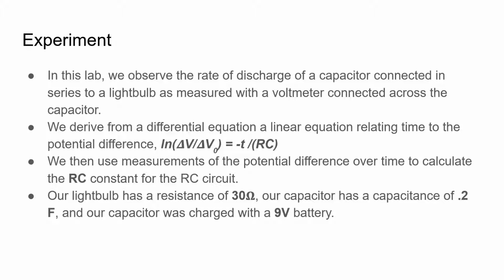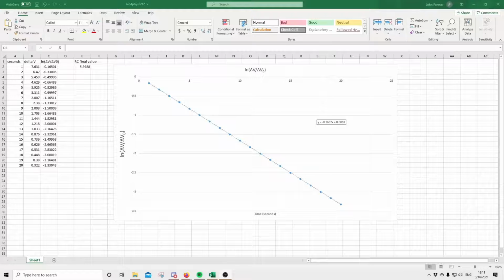Our light bulb has a resistance of 30 ohms. Our capacitor has a capacitance of 0.2 farads, and our capacitor was charged with a 9-volt battery. During the experiment, we measured the potential difference across the capacitor at constant periods of time.